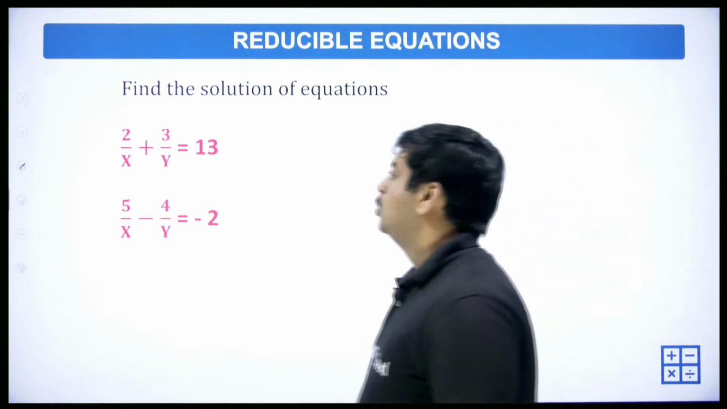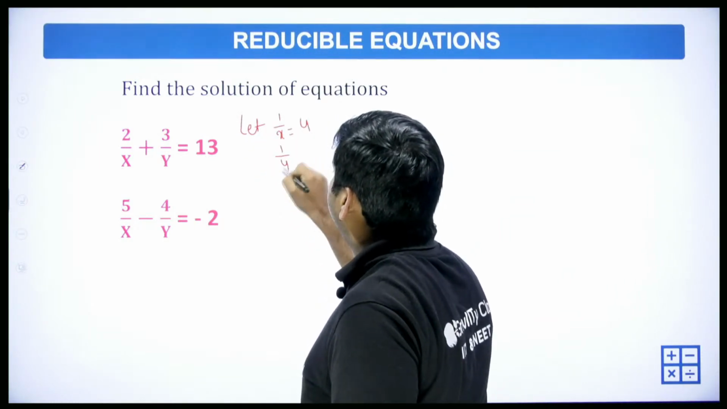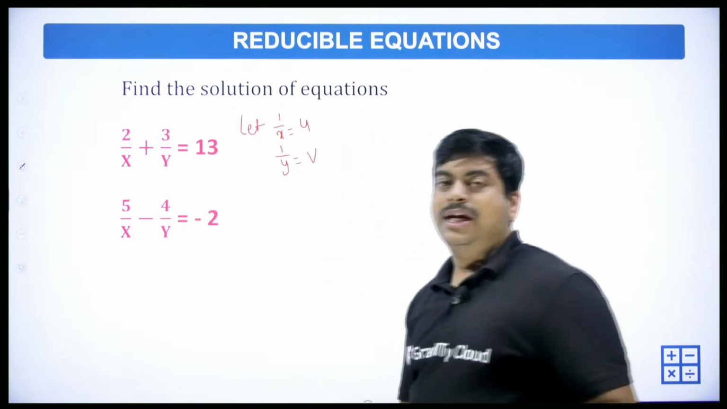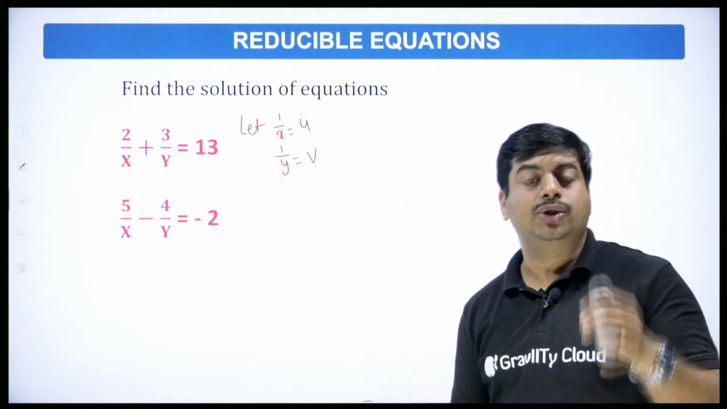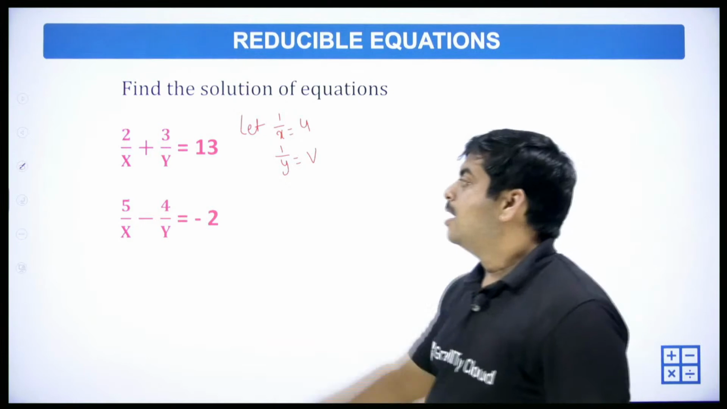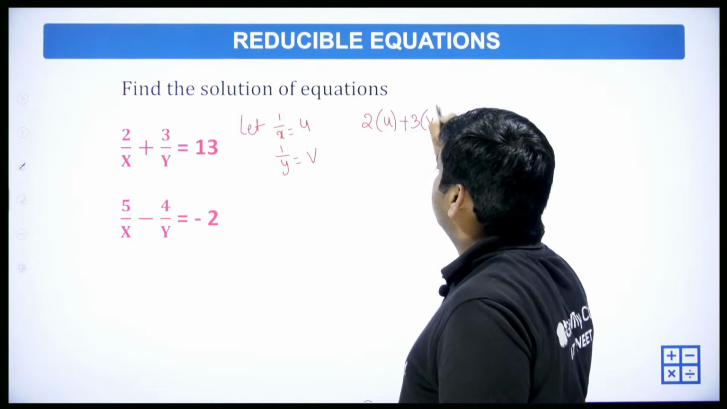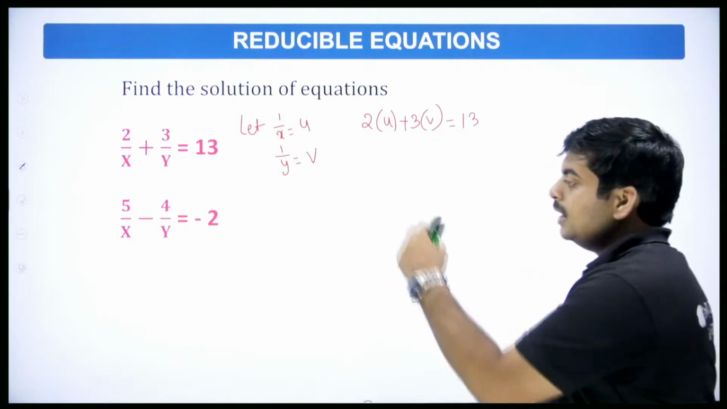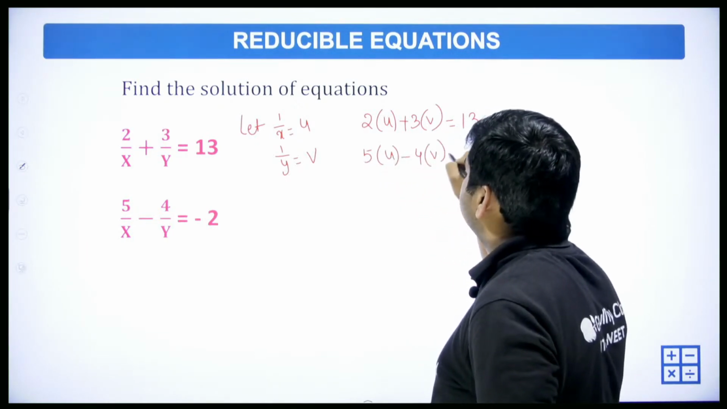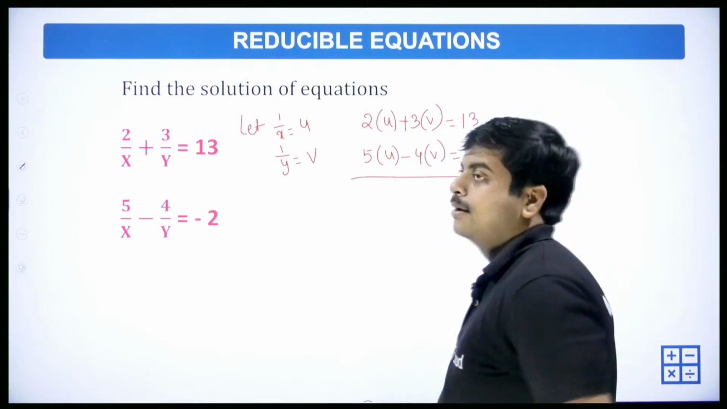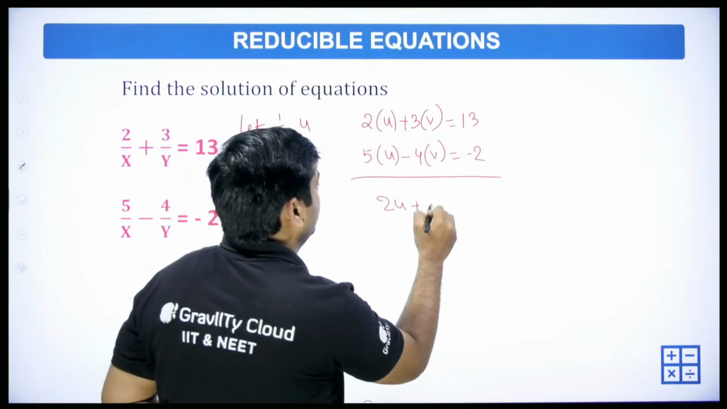So for that, let us take 1 by x is equal to u and 1 by y is equal to v. Now let us completely change the equation terms of x and y to the equation terms of u and v. So 2 by x becomes 2 into u, plus 3 by y, 3 into v, is equal to 13. And 5 into 1 by x, so 5 into u, minus 4 into v is equal to minus 2. Right. So now let's write it: 2u plus 3v is equal to 13.